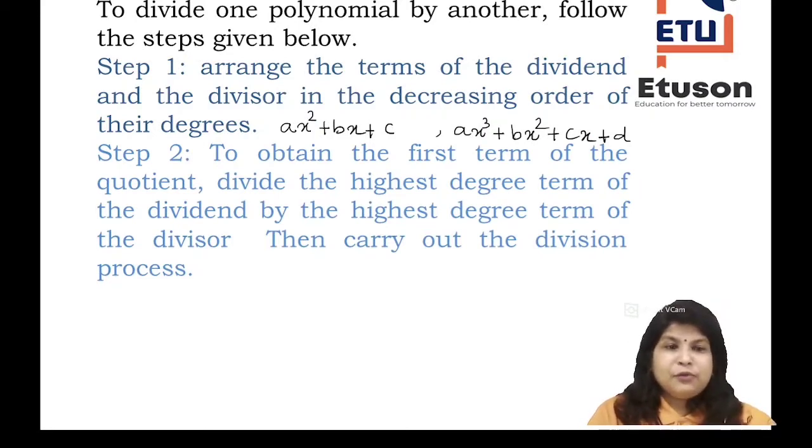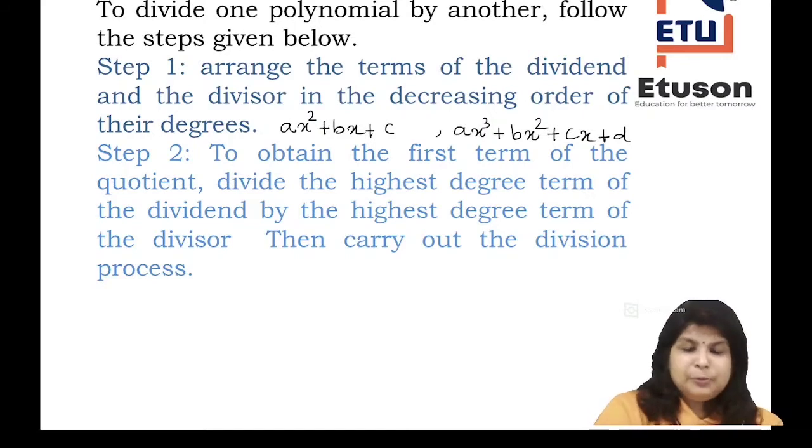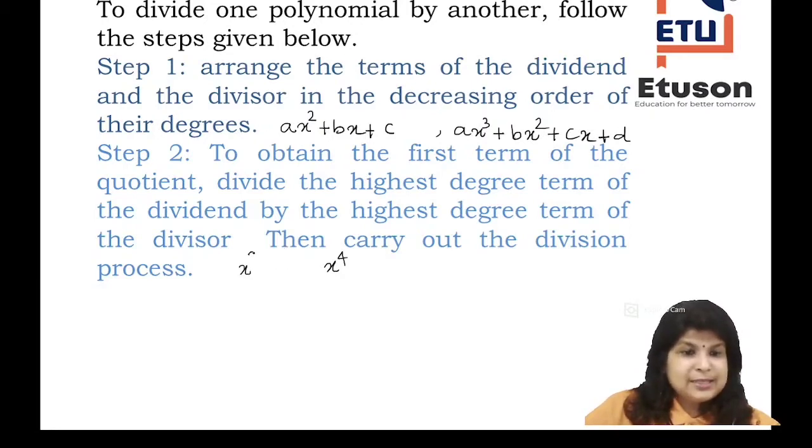To obtain the first term of the quotient, divide the highest degree term of the dividend by the highest degree term of the divisor. Then carry out the division process. That means you have to check the highest power of the dividend. If the highest power of the dividend is given to be, suppose, x to the power 4, and in your divisor you have the highest power as x square.